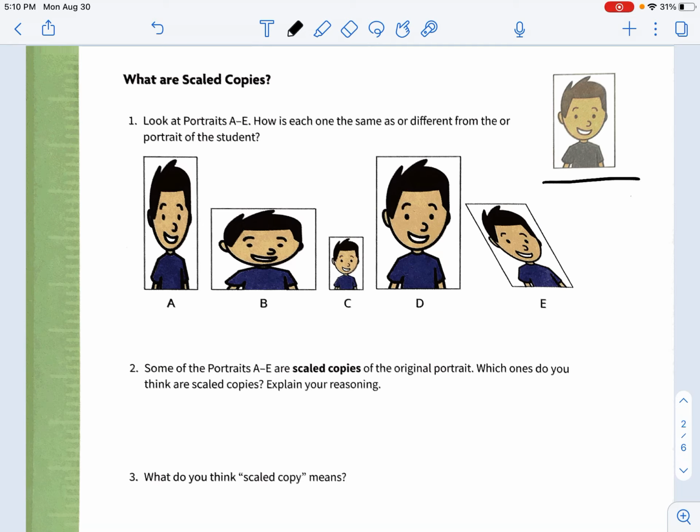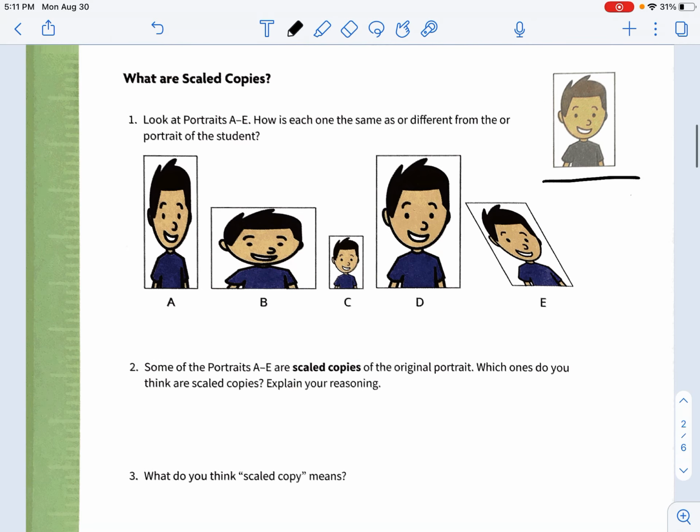So if we look at this first one, A, compared to the original, we notice that it's different because, height-wise, it gets a little bigger, but it gets skinnier. So what it does is it skews the original picture. Okay, the second one is going to be the same thing. B is skewed, it shrank and then widened. So now the picture does not match the original drawing.